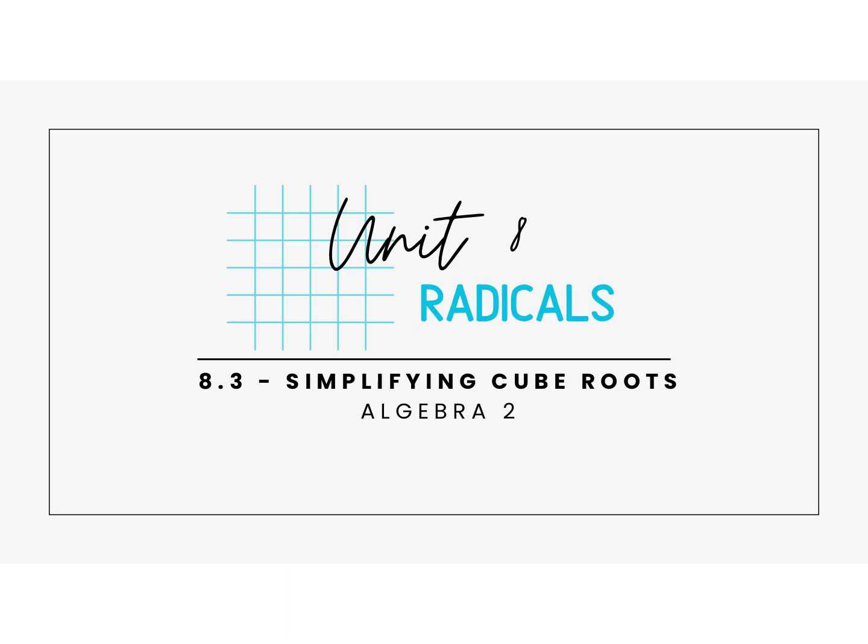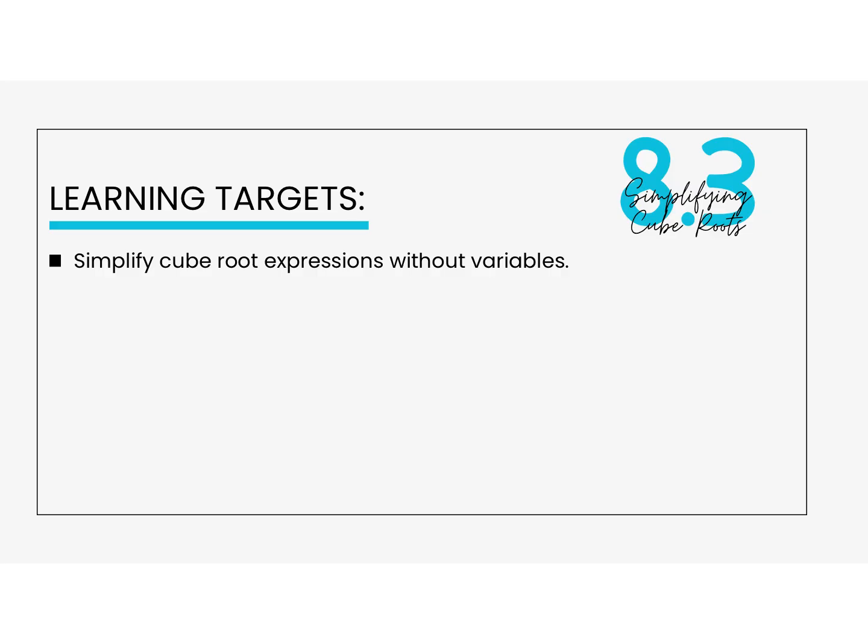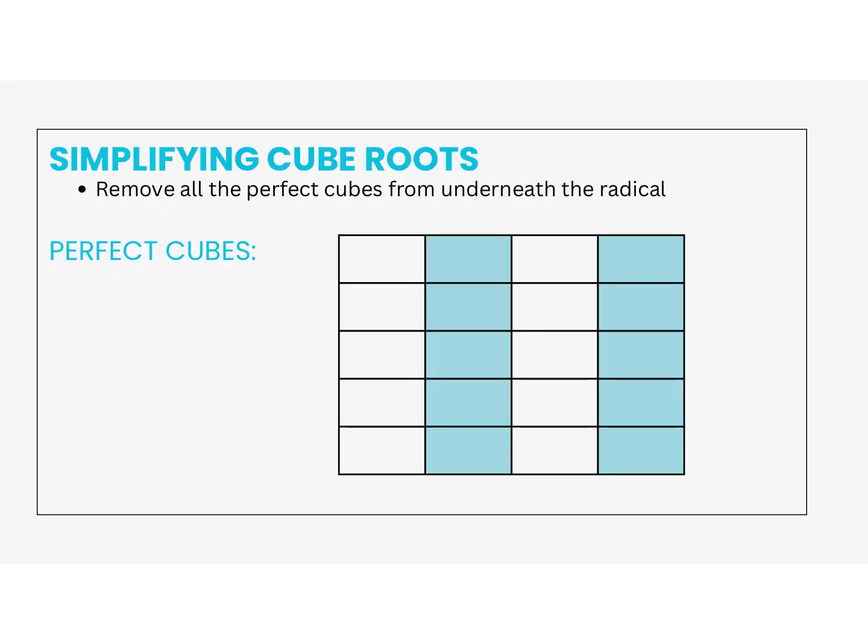All right, in 8.3, we are going to simplify cube roots. So pretty much the exact same thing we did with square roots, except now we're looking at cube roots. So instead of looking for perfect squares, we need to find perfect cubes. So same thing, we're going to simplify those without variables. Now, cube roots may be a little bit harder for you.